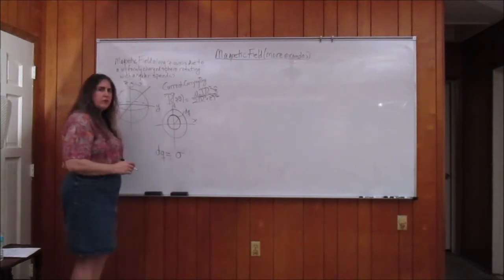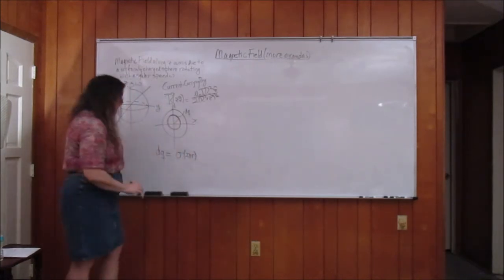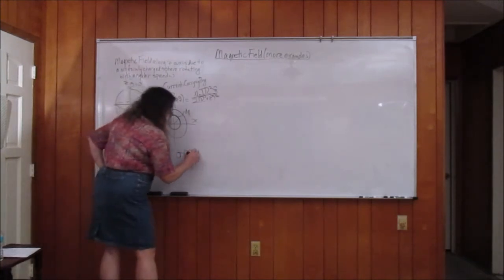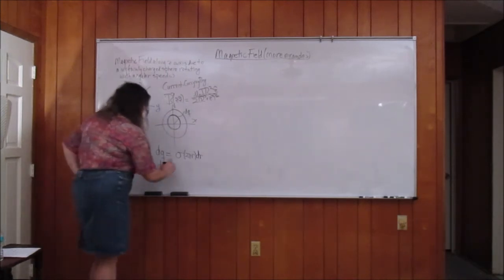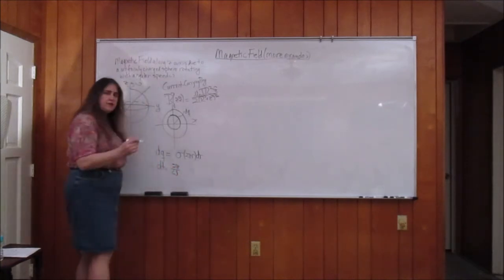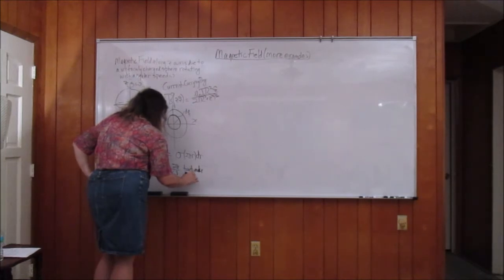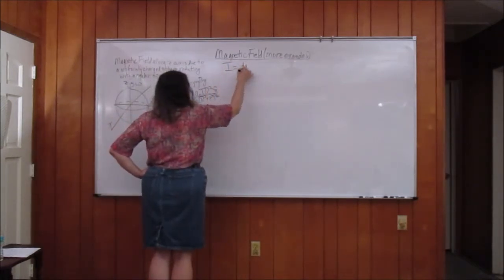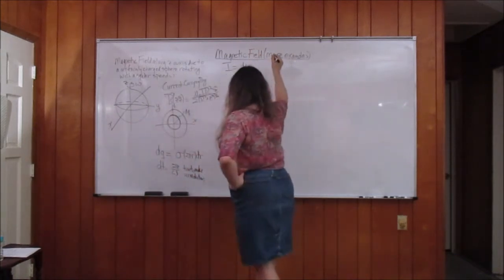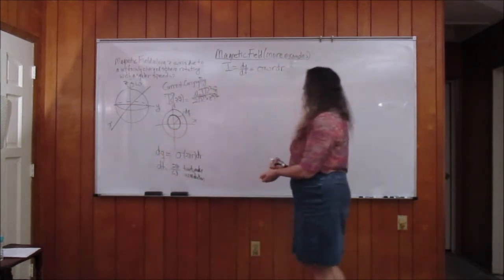Uniformly charged, and that means it bears surface charge density sigma. The area of this ring is 2 pi r, the circumference of the ring, times dr, which is the thickness. Now the time to make a single revolution is just 2 pi over omega. So I is equal to sigma omega r dr.